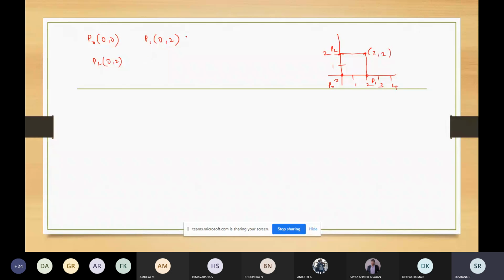One second. See, this is wrong, I have written it wrong. This is 2 comma 0. X is at the distance 2, but y is 0. Sorry.